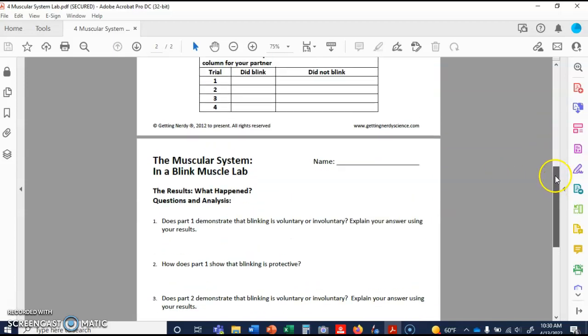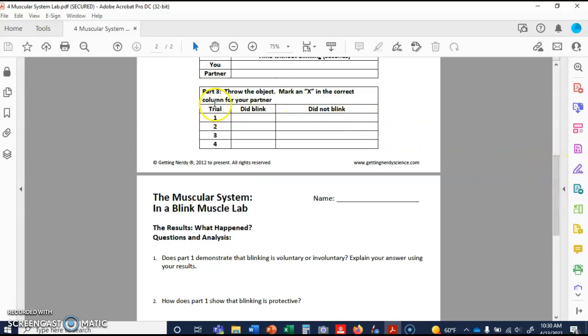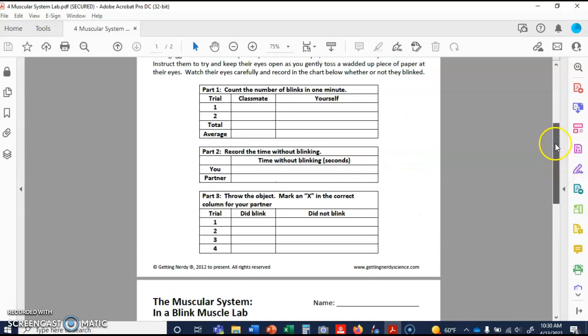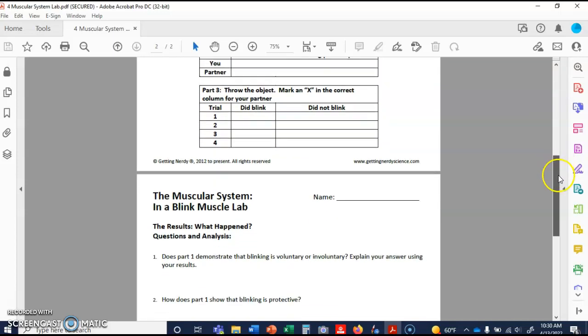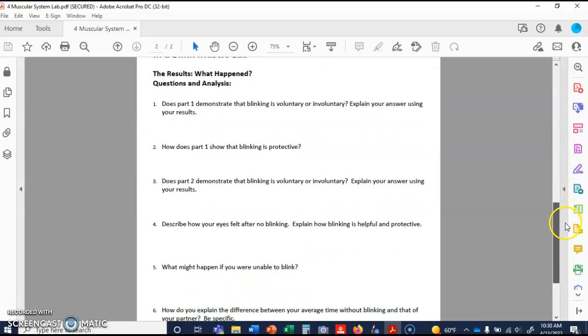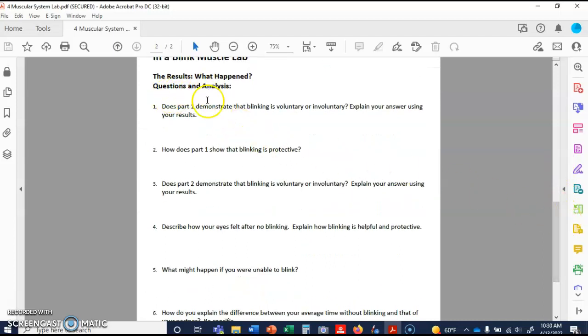Once you have all of your data, and I'm sorry, let me go back to part three. In part three, you're just going to record what happened to your partner. It's not like parts 1 and 2 where you record yourself and then your partner. And then we're going to talk about the results, or what happened. So we're going to do some analysis on our data.